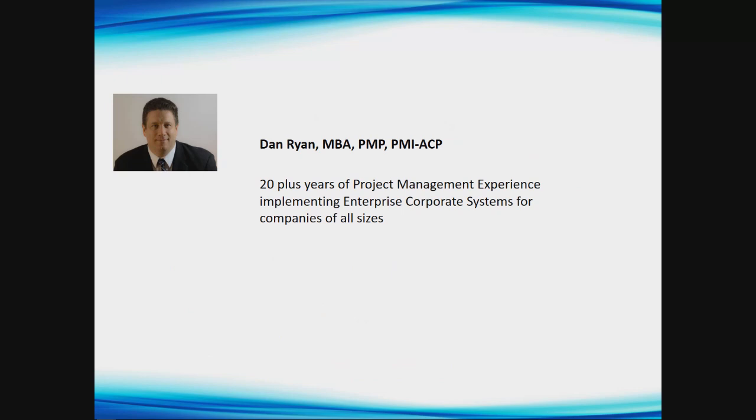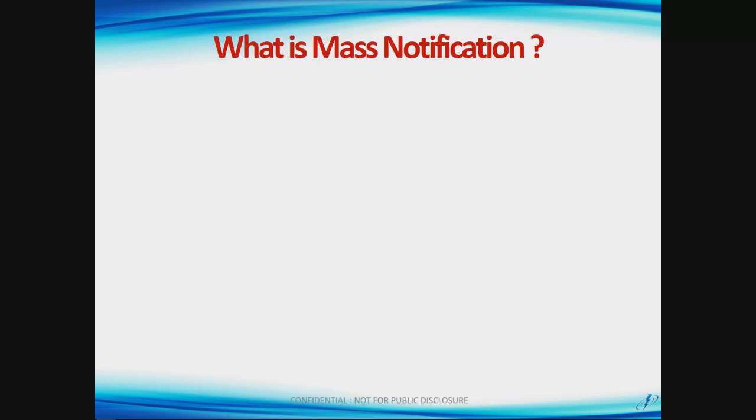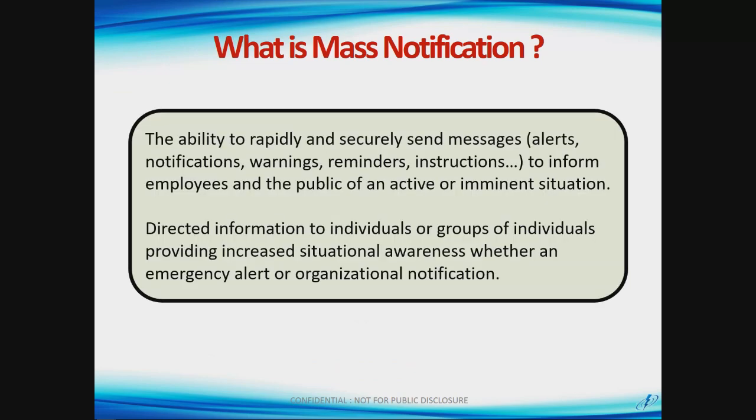Now you might be asking, what is mass notification? Well, mass notification is the ability to rapidly and securely send alerts to the people who matter most to you. This is directed information to individuals and/or groups, to provide them information on situational awareness during crises.